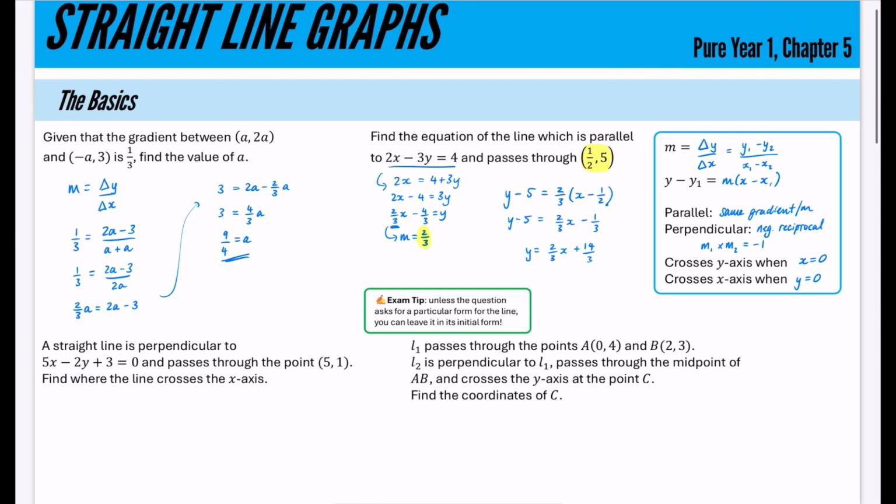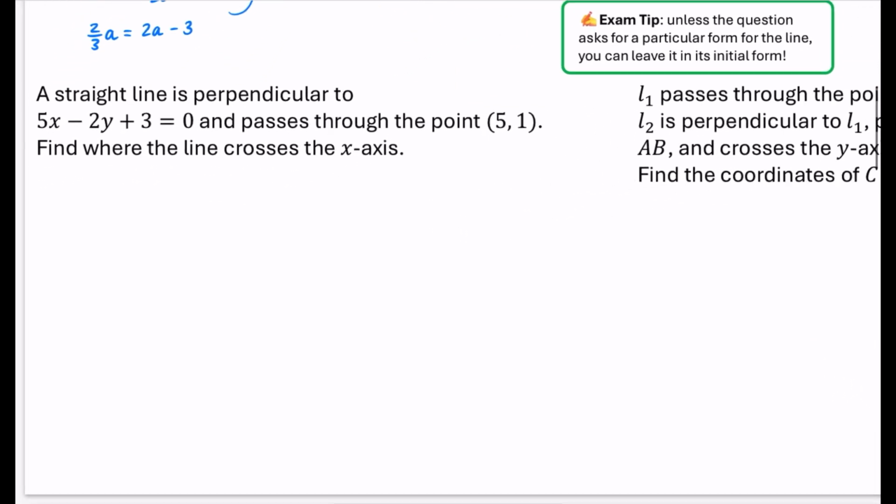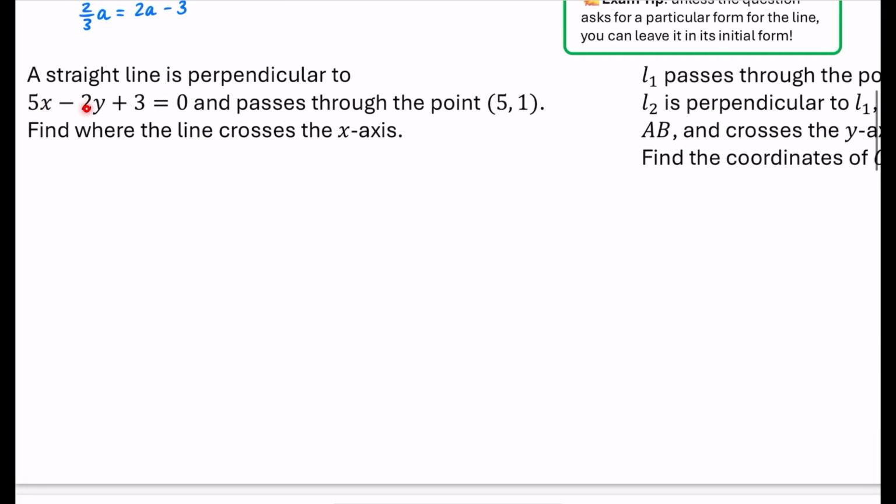So next question, it says a straight line is perpendicular to this. This is kind of the standard form that we will see for equations of lines. You'll see them as y equals mx plus c. You'll see them like this too. So it's perpendicular to this one and it passes through this point, similar to the last question, but we just want to find out where it crosses the x-axis.